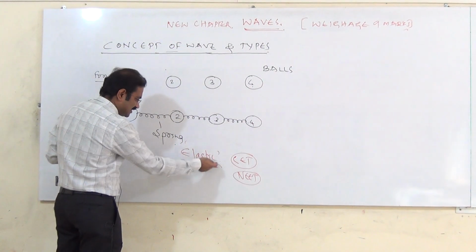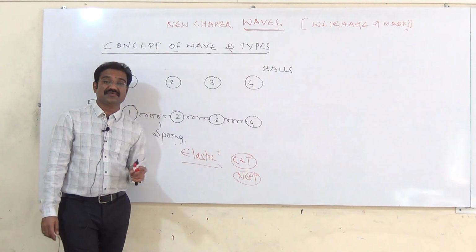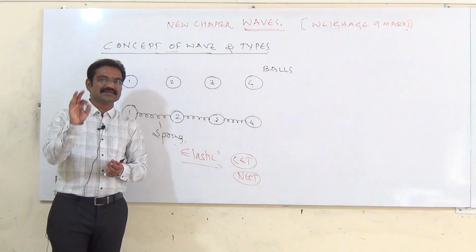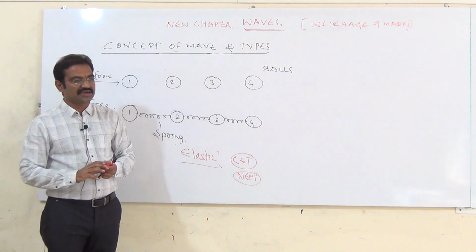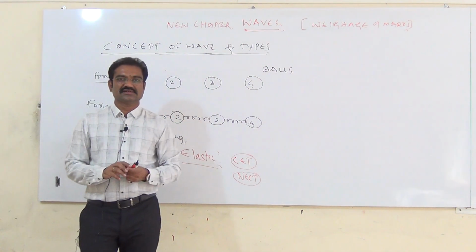Spring has elastic property. Therefore, in CET they ask many times, which property is responsible for the propagation of the waves? Then we call that one as elastic property, which is responsible for the propagation of the waves. This is one thing. I give you one more example for this.